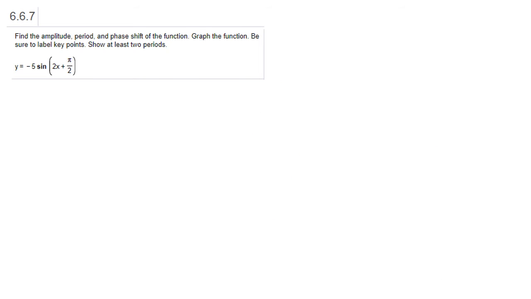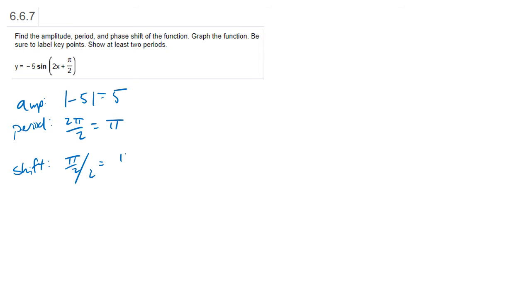So we do it again for this function here. The amplitude is the absolute value of minus 5. That's 5. The period is 2 pi over 2. That's pi. The shift, that's pi over 2 or pi over 4. As I mentioned on the previous problem, the way I like to express that is factor this 2 out, and it gives you your phase shift right there.